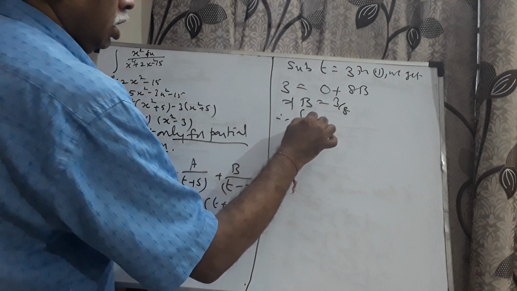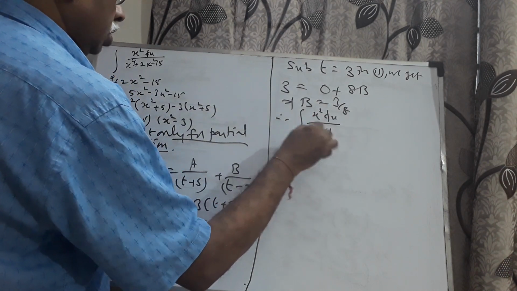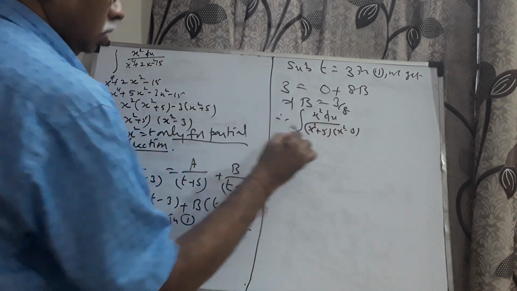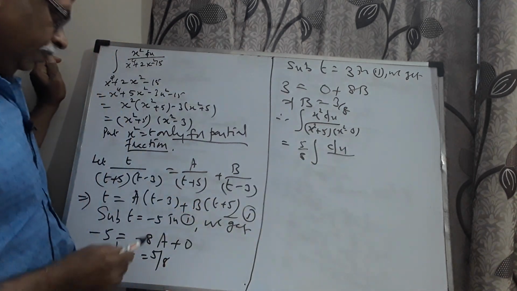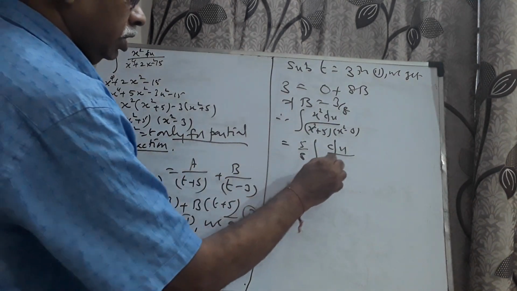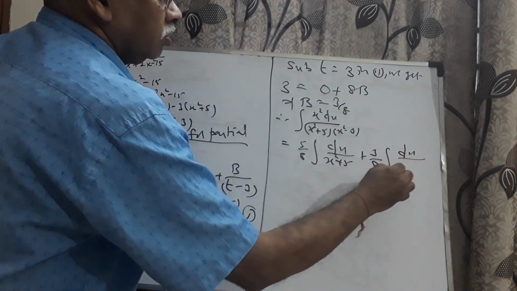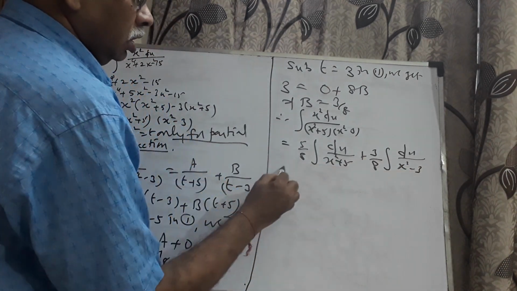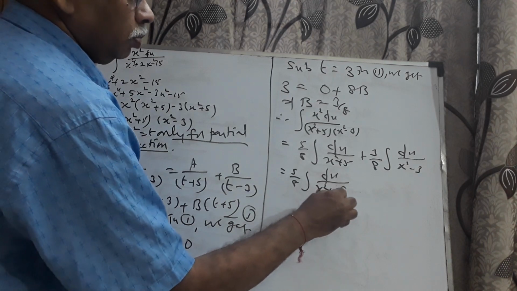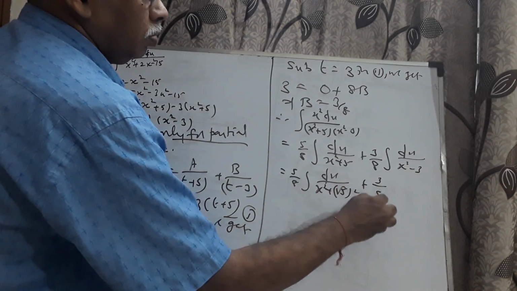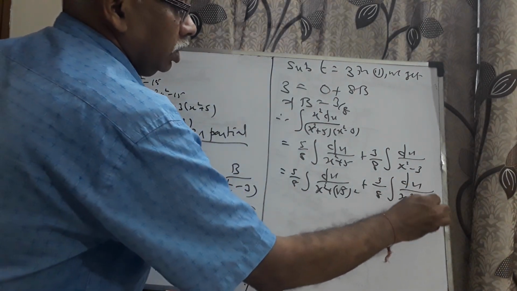Therefore, the whole integral now becomes x square dx by x square plus 5 into x square minus 3. My a value is 5 by 8. So 5 by 8 integral dx by x square plus 5, plus 3 by 8 integral dx by x square minus 3. Therefore, I can very well write this as dx by x square plus root 5 the whole square, plus 3 by 8 integral dx by x square minus root 3 the whole square.